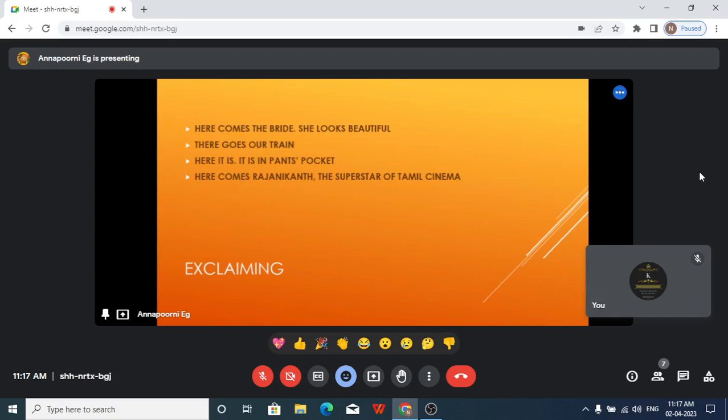It means that I'm exclaiming out of sorrow. I'm exclaiming it out of worry. Ayo, I lost my train. Instead of saying ayo, I'm saying there goes our train. Oh gosh, what will I do now? Okay. So next is, here it is. It's in the pants pocket.